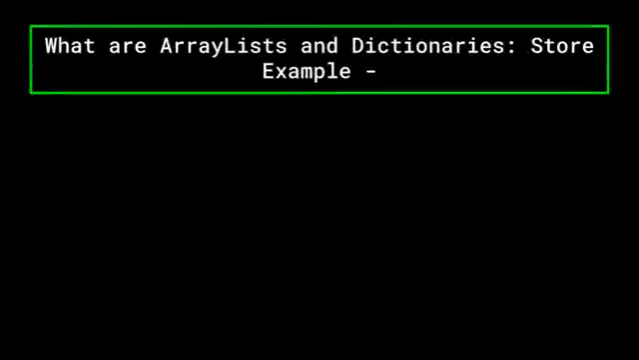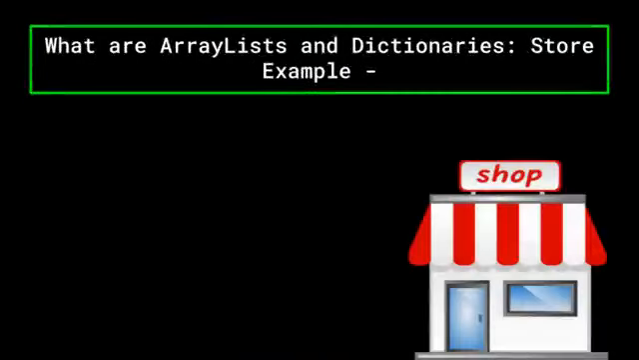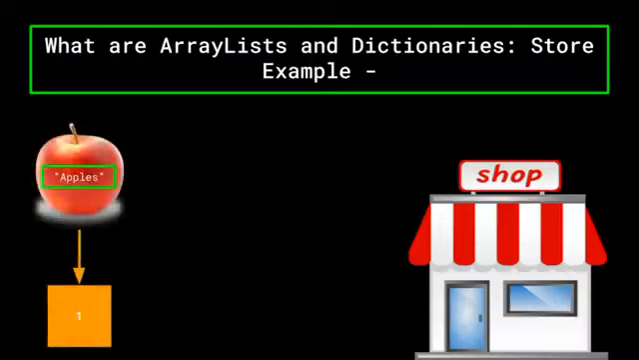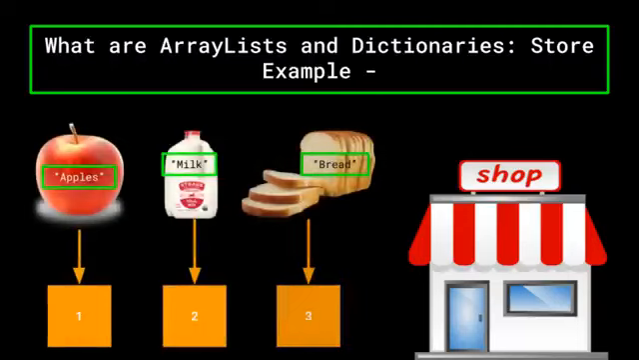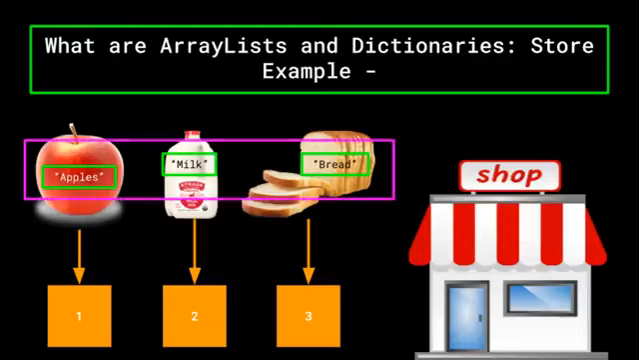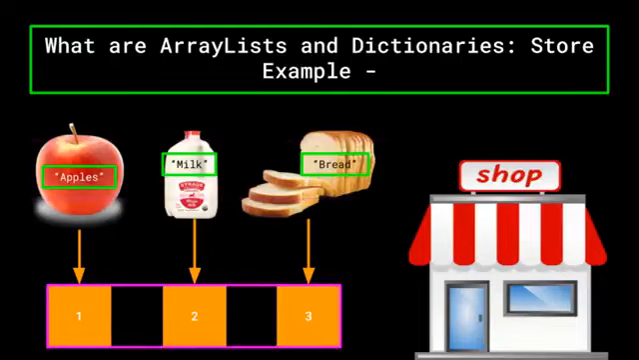Imagine you have a dictionary of prices at a store where the key is the name of the product and the value is the price of the item. Maybe apples cost $1, milk costs $2, and bread costs $3. You can see that in the dictionary, each key is the name of a product, and each value corresponds to the price of each product.